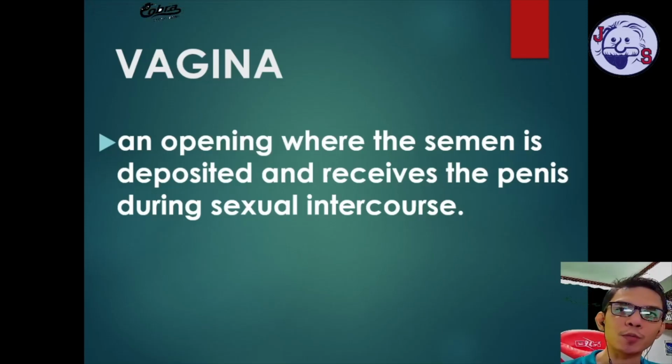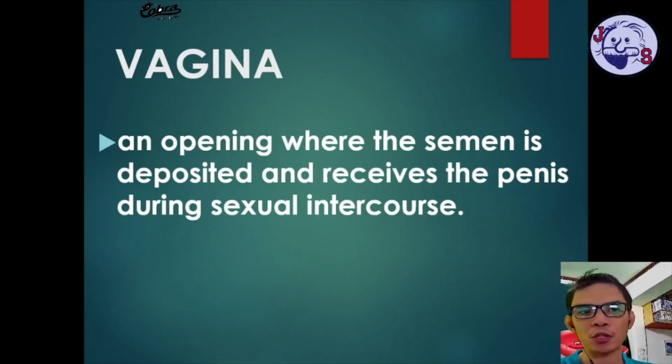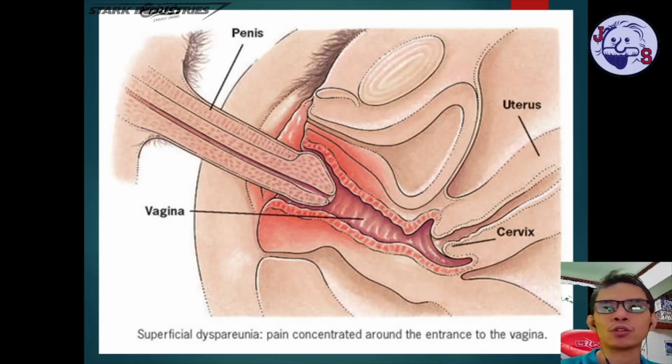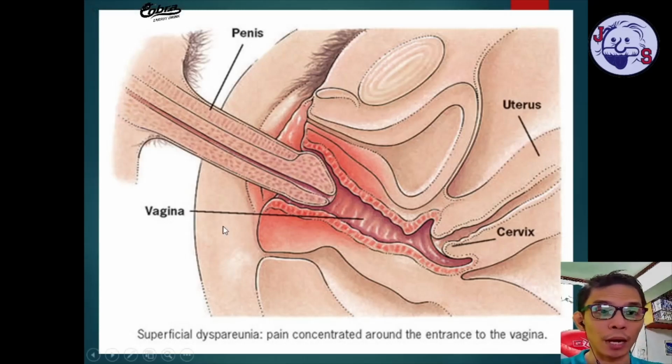Once the sperm is deposited, the sperm will enter the cervix, go to the uterus, go to the fallopian tube, and then fertilize the egg. So the entrance to all parts of the female reproductive system starts with the vagina. As you can see here, this is what sexual intercourse is all about.